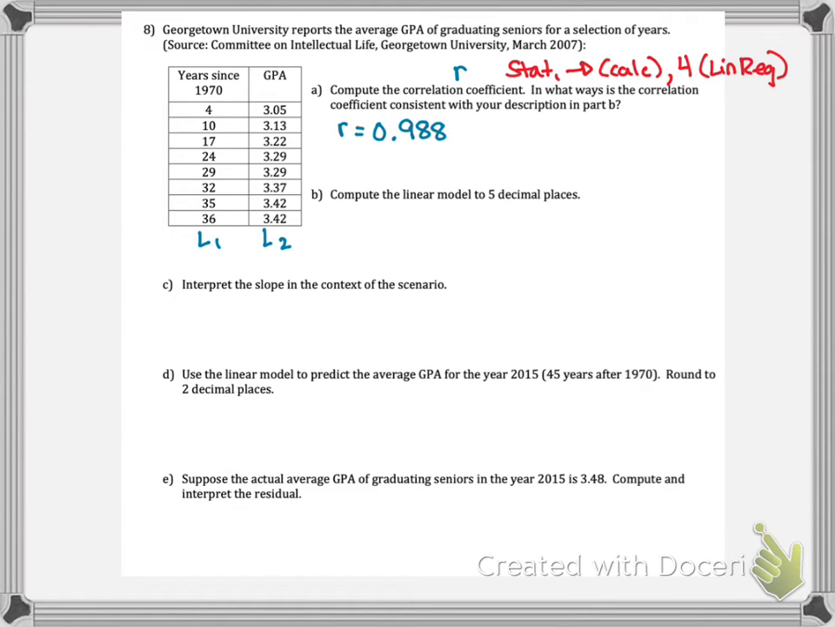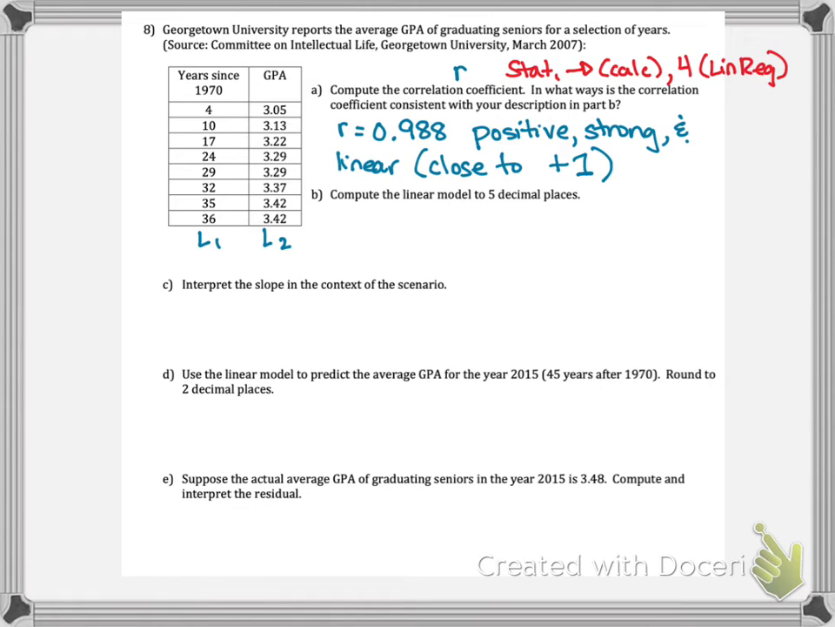So this, first of all, is positive, strong because it's close to 1, and therefore linear. And that is because this is very close to positive 1. Remember that closeness to positive 1 means something is strong, and when something is strong, we also consider it linear.